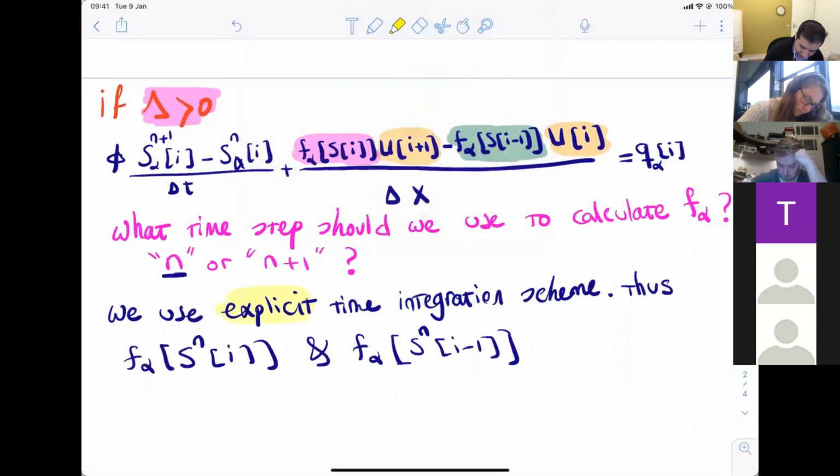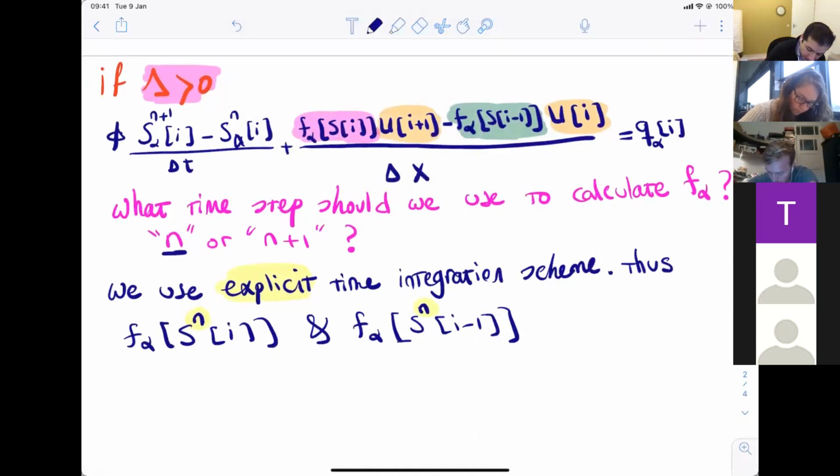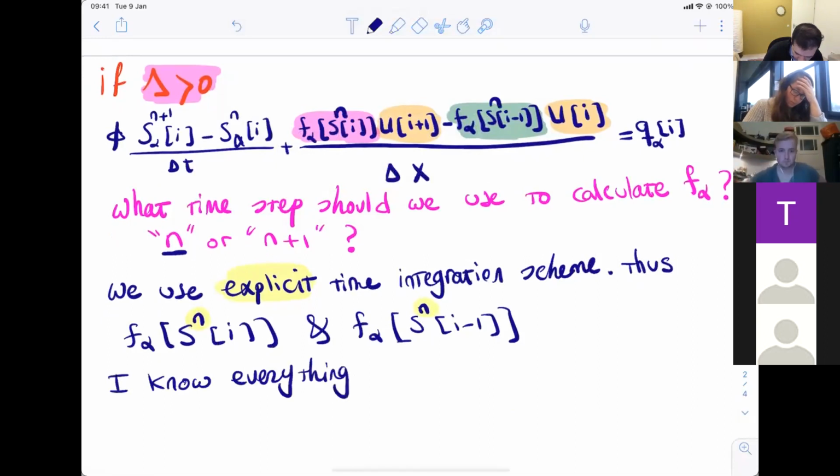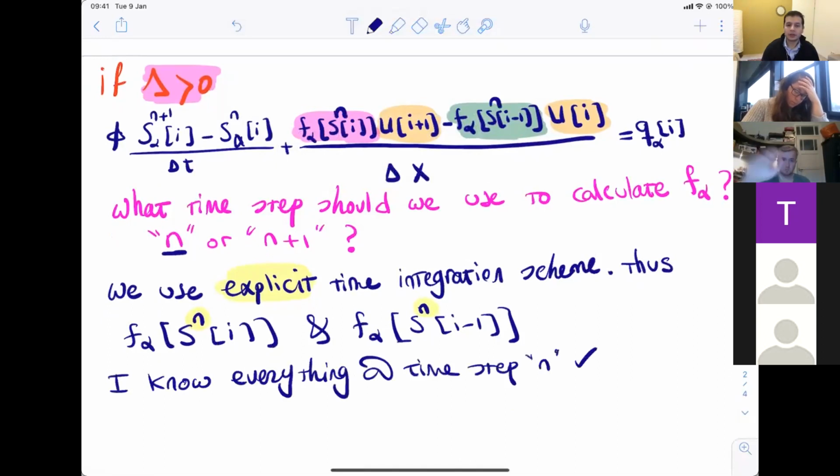So I would calculate my fractional flow based on time step n, not n plus 1. Next course, we will do implicit. We will see how we can calculate it based on n plus 1. So if I use n, then this becomes n and this becomes n. Then I know everything at time step n. So I can calculate fluxes at time step n because I know the value. I don't know the value at n plus 1 at the next time step.